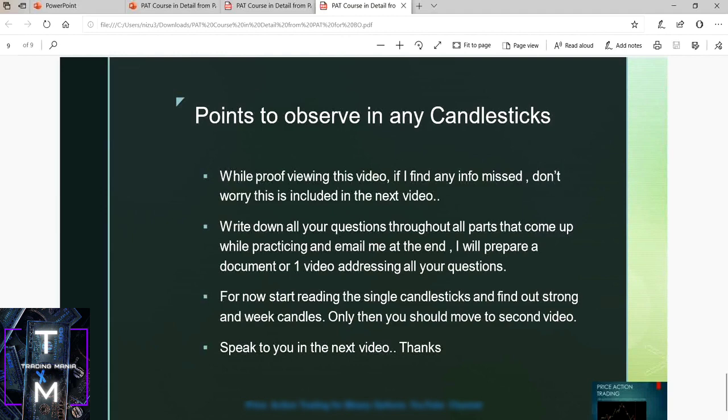Don't jump. Okay. Write down all your questions and send me an email, and I'll prepare a personalized video for you. And if I see that you're making some mistakes that can be avoided by applying some strategies, I'll surely add that in that video also. For now, as I told you, start reading single candles. Don't jump too much into trends and SNR at the moment. Just keep this as an assignment. Find out which are the strong and weak candles, and then you can move to the second video.